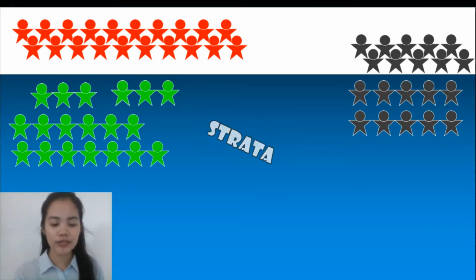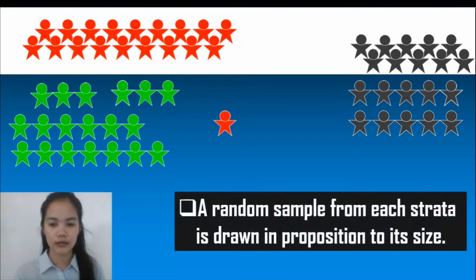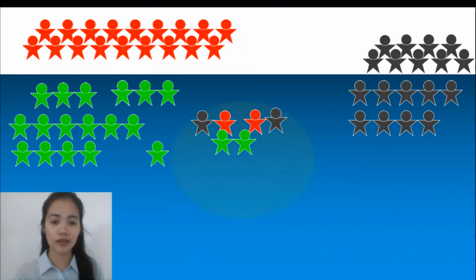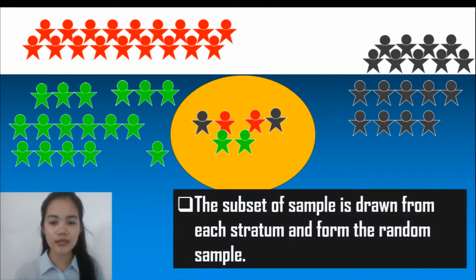Then a random sample is to be taken in each stratum. So we randomly selected them. And then these 6 persons will be part of our sample. A subset of the sample is drawn from each stratum and forms the random sample.